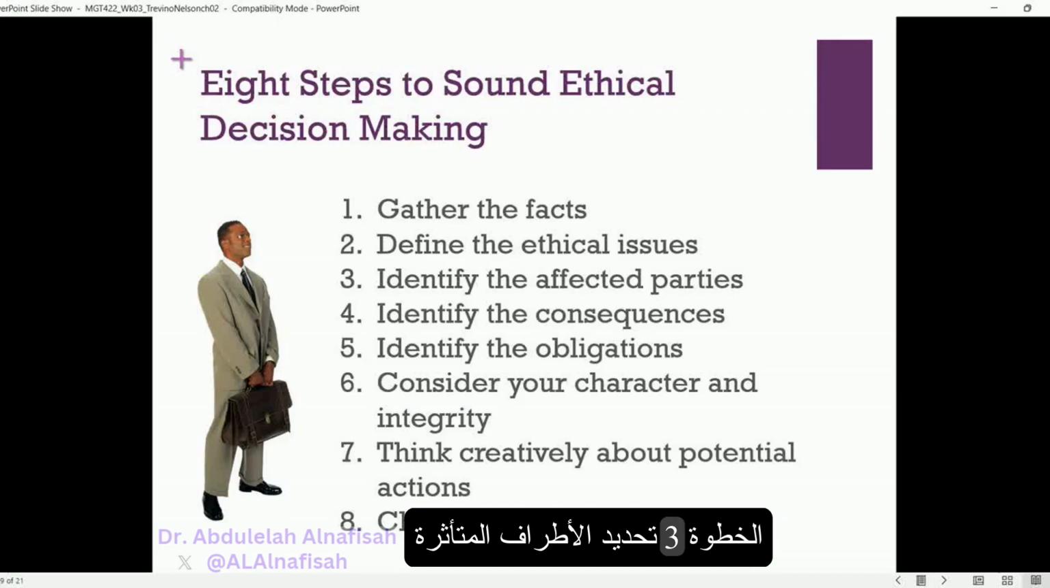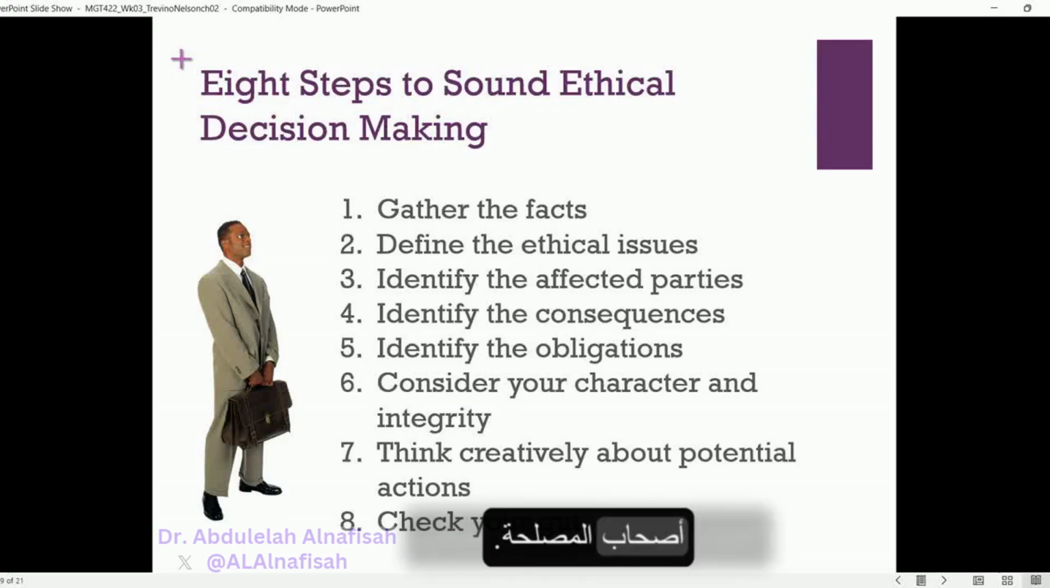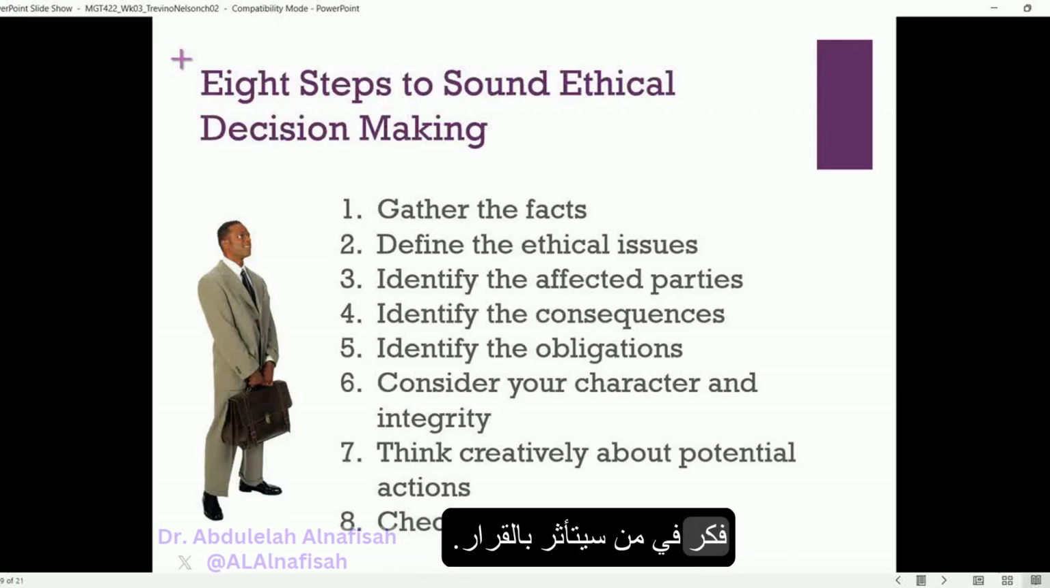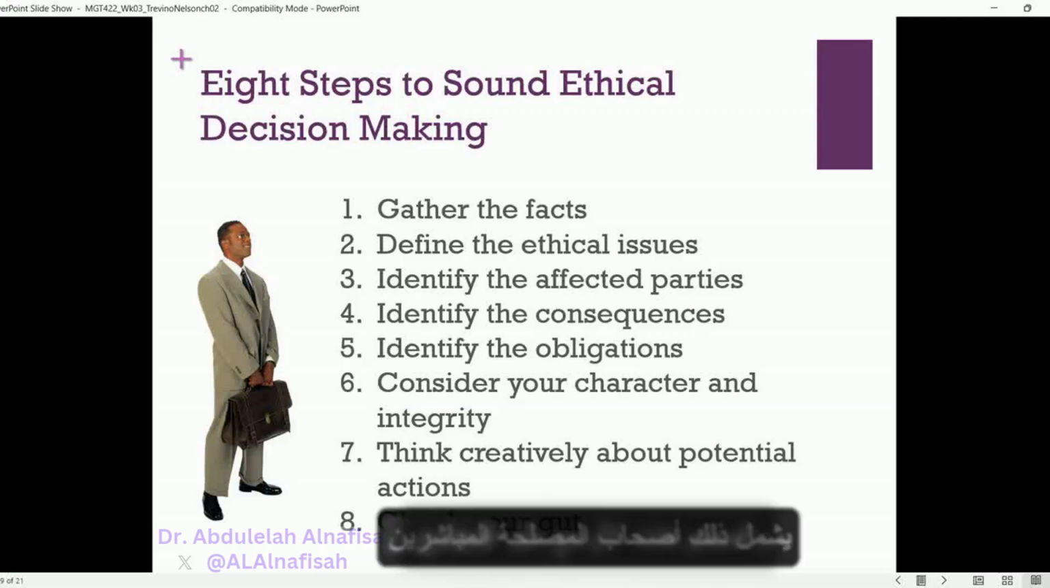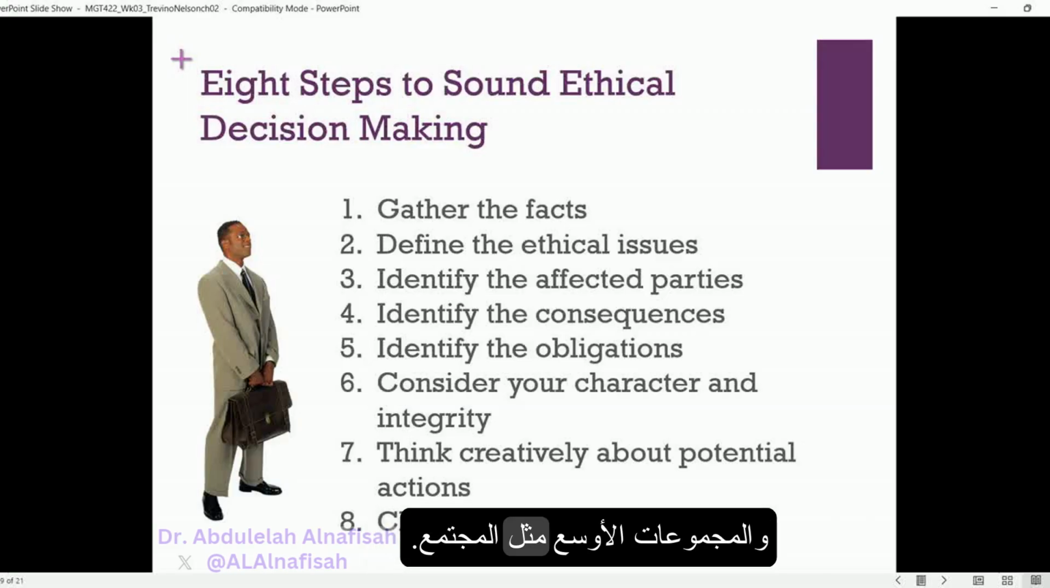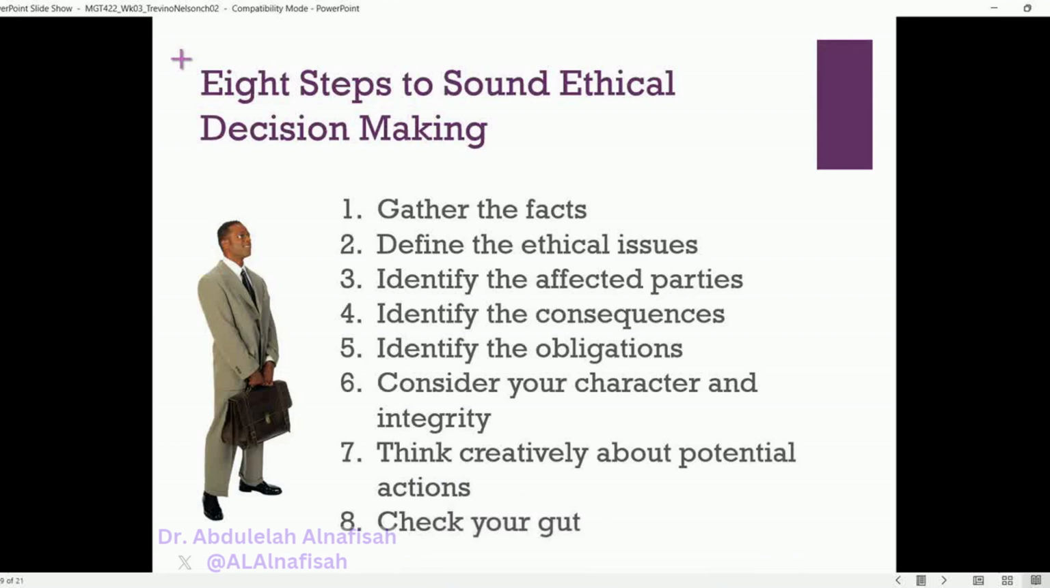Step 3. Identify the affected parties, the stakeholders. Consider who will be impacted by the decision. This includes both direct stakeholders and broader groups, such as the community. Understanding different perspectives through role-taking can help clarify the ethical implications.